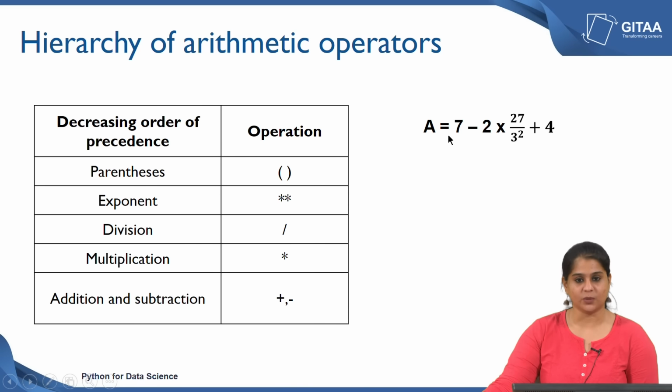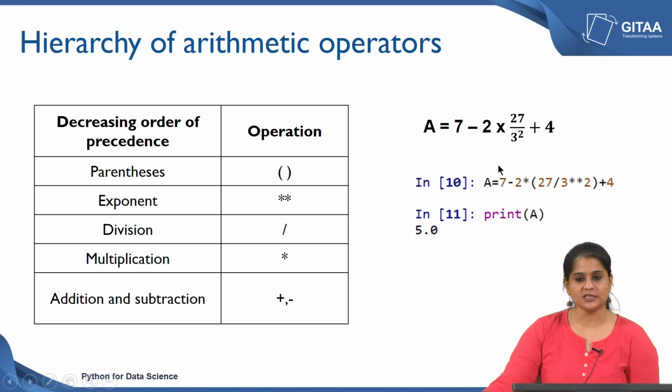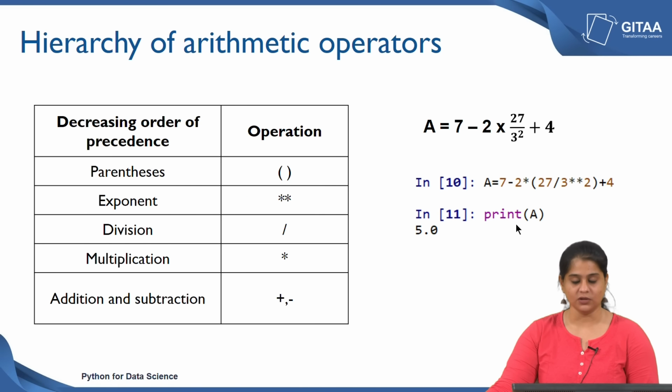I have a equal to 7 minus 2 into 27 by 3 square plus 4. To avoid confusion, I am going to add brackets for this 27 by 3 square term. 27 is the numerator, the denominator is 3 square, and to denote 3 square I add a double asterisk here, and the entire term I am enclosing within parenthesis. Once you execute the command in your console, if you print the value of a, it should return 5.